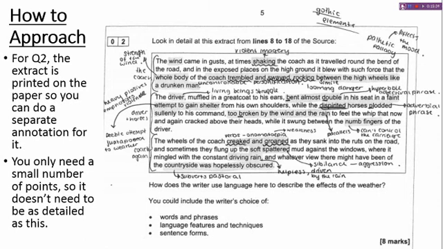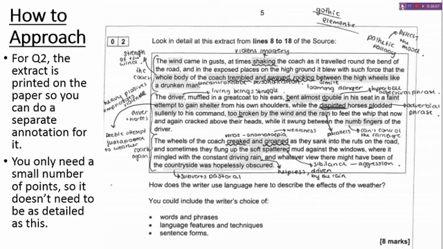So, how to approach it then? First of all, for question 2, the extract is printed on the answer paper, so that you can do a separate annotation for it. So you don't necessarily have to do the annotation on the main copy of the extract that you've got separate. Having said that, I've known people who, without really thinking about it, have inadvertently annotated it on the main copy, and it doesn't really matter. Whichever is obviously fine.